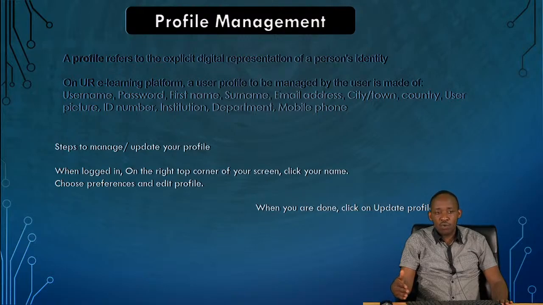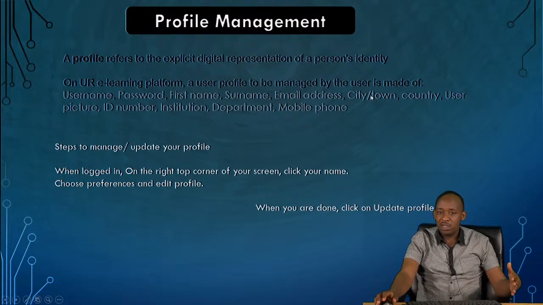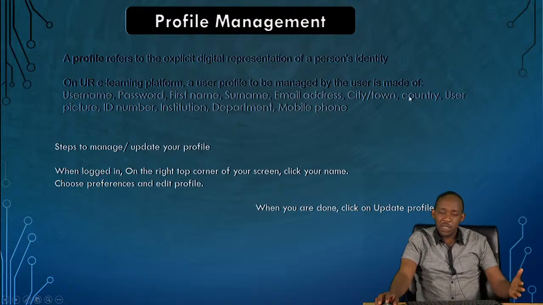is made of a username. For all students, your username is supposed to be your registration number. The password, you choose it, it's your choice. We all have the first name, the second name or surname, and the email address. We have the city, where we are located, to facilitate the time zone, and the country in which we are following this module. We are able to add a picture that is called the user picture.